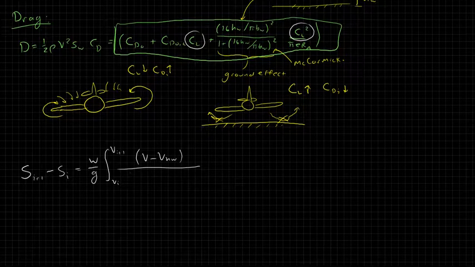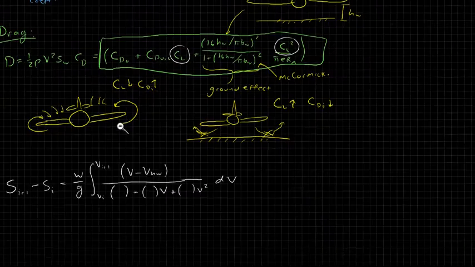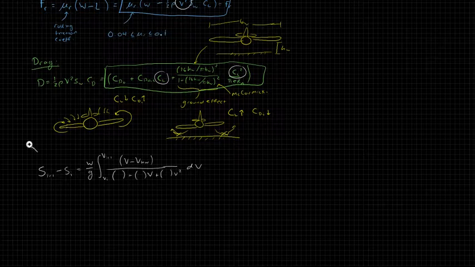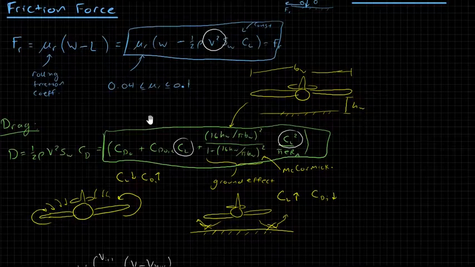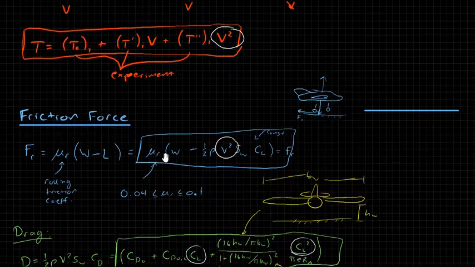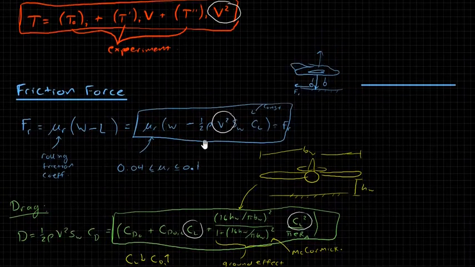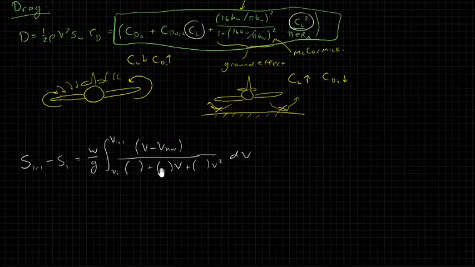So we have (v minus v_HW) divided by some coefficient plus some coefficient times v plus some coefficient times v squared, divided by dv, where these coefficients come from taking thrust minus the friction force minus the drag. Okay, and we combine terms, and then we come out with a term plus a term times velocity plus a term times velocity squared. I hope you can see how that happens.